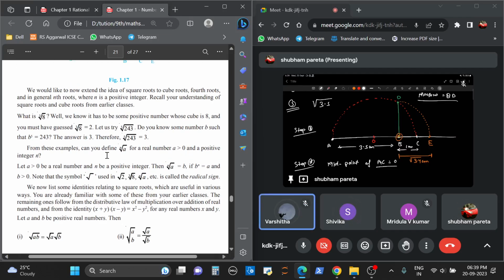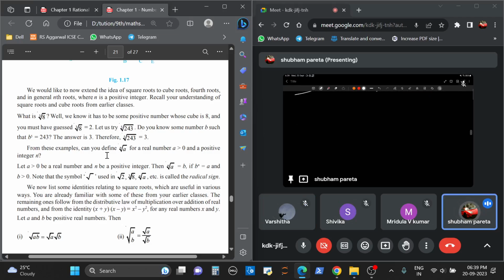Now coming to the next topic, and that is basically the surds and the indices.